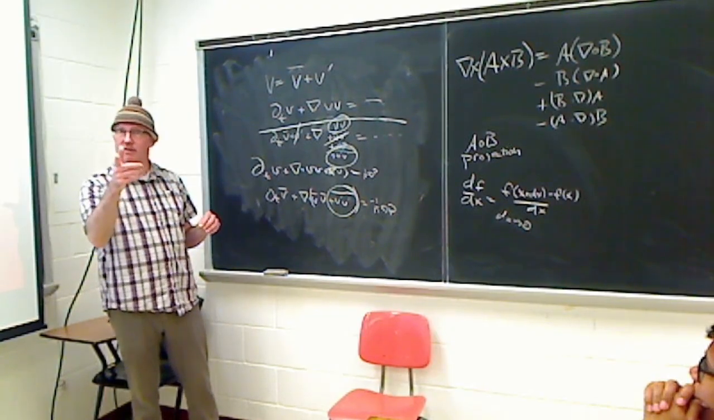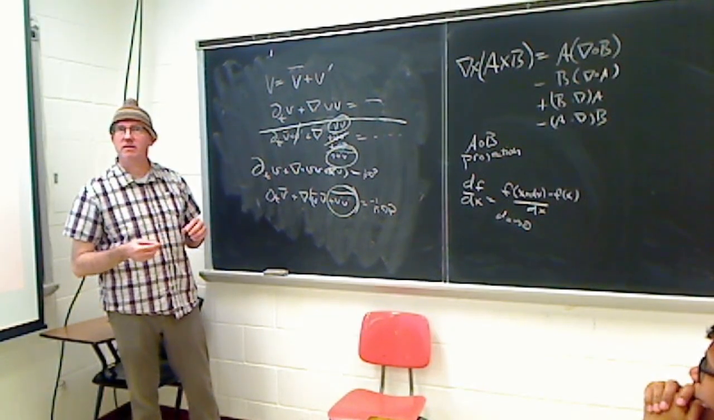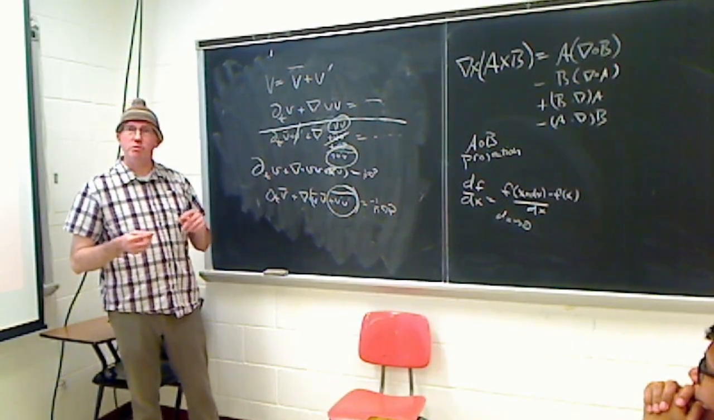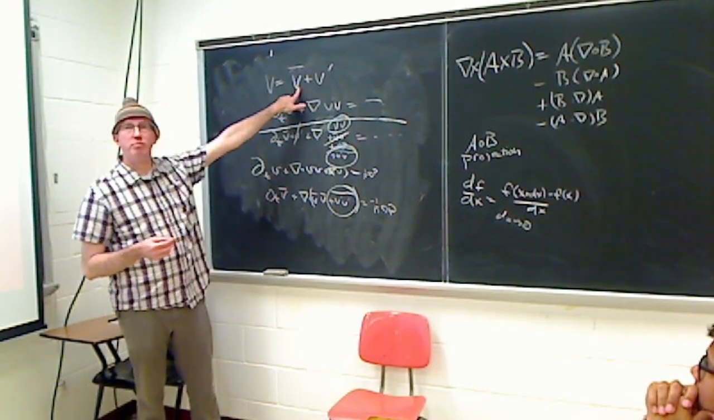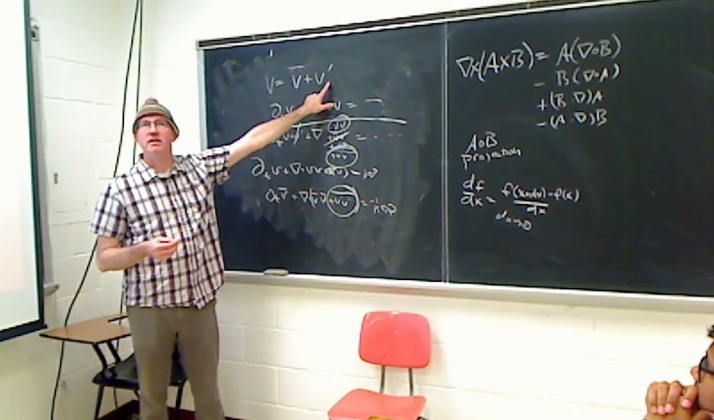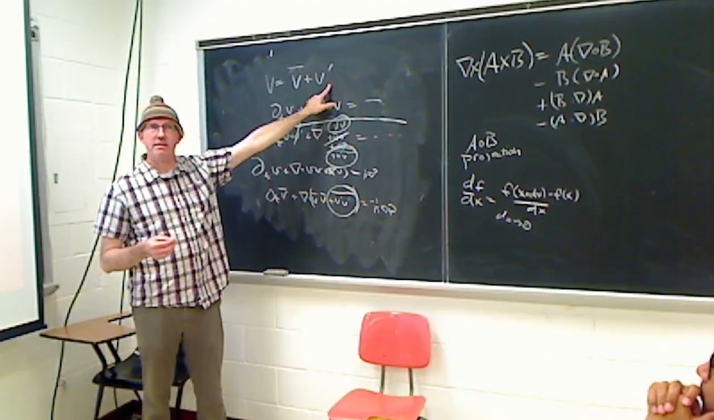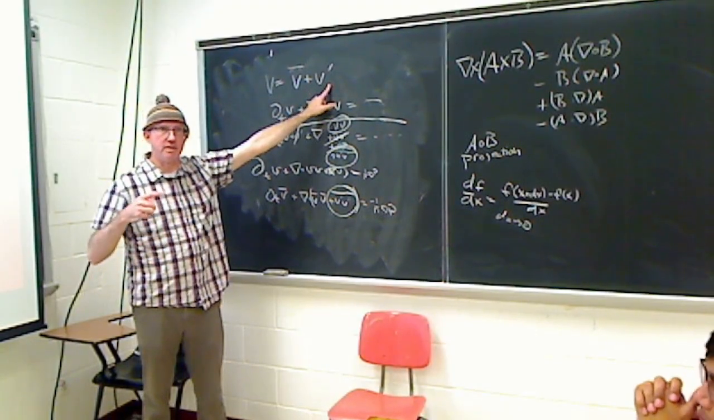It's how much the fluids next to each other push on each other. Which part? Which component of the fluid? This part or this part? The fluctuation. Yeah, it's the fluctuations interacting with the fluctuations. So it's little bits interacting with little bits.